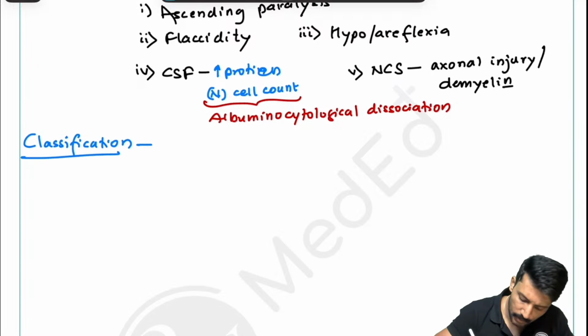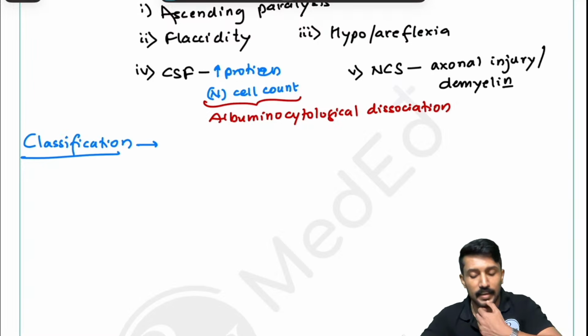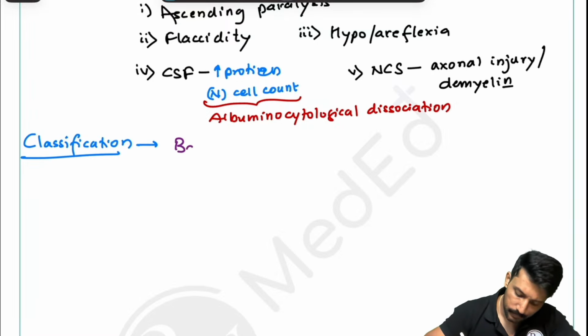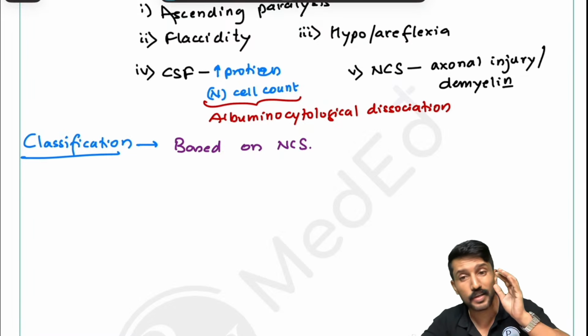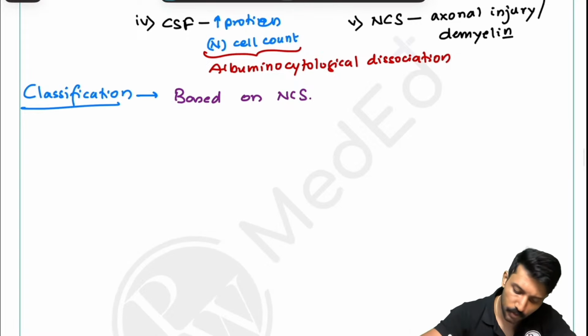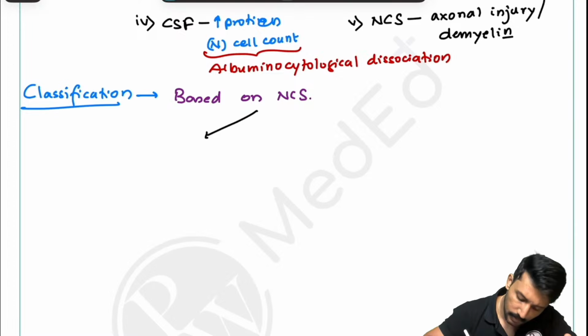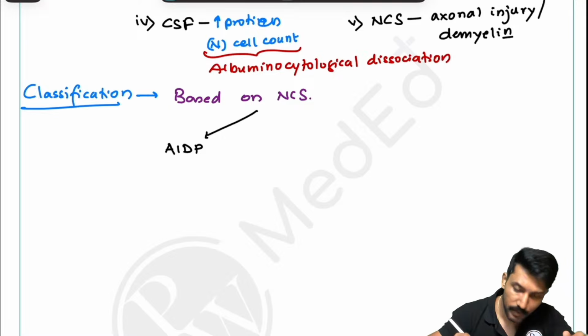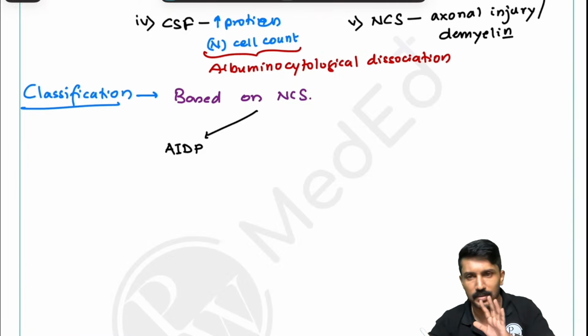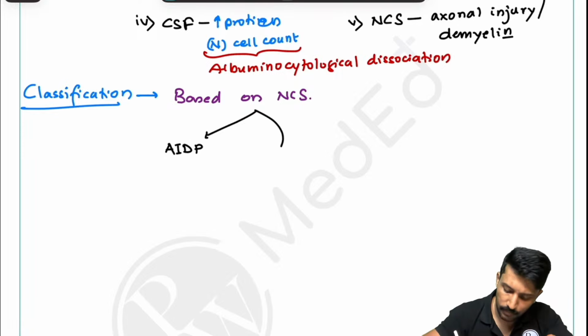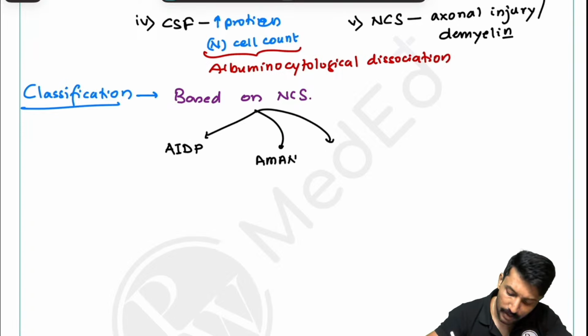And when it comes to classification, it is based on the neuroconduction study. Based on neuroconduction study findings. Neuroconduction study tells whether there is axonal injury or demyelination. So based on that, we have one type called AIDP. It stands for acute inflammatory demyelinating polyneuropathy. It's there in the name. It's a demyelination type. Then we have 2 more types called AMAN, acute motor axonal neuropathy.